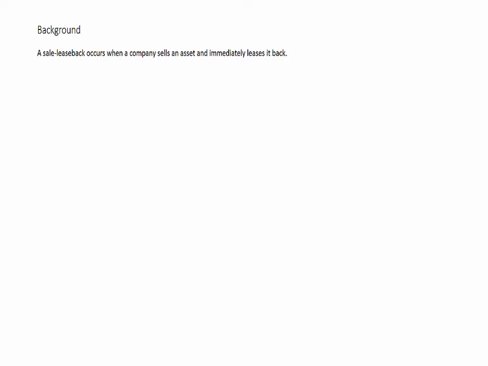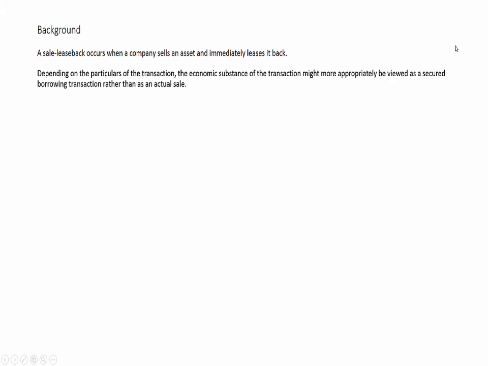Let's go ahead and talk about sale-leaseback transactions. As the name suggests, a sale-leaseback occurs when a company sells an asset and immediately leases it back. Depending on the particulars of the transaction, the economic substance might more appropriately be viewed as a secured borrowing transaction rather than as an actual sale.